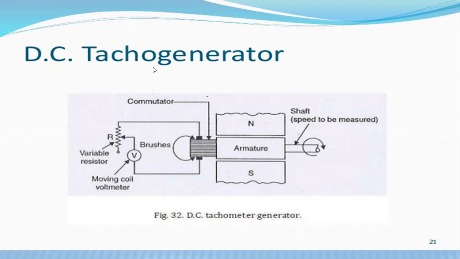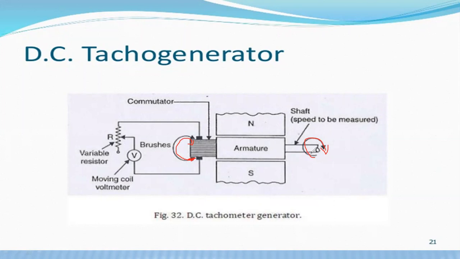So what are the different constructional details? You can see the rotating shaft. This shaft is rotating. Directly, this rotating shaft is connected with the armature. In that armature, we have a commutator with brushes. The permanent magnets are placed in between the armature.